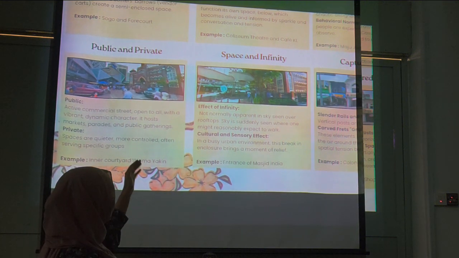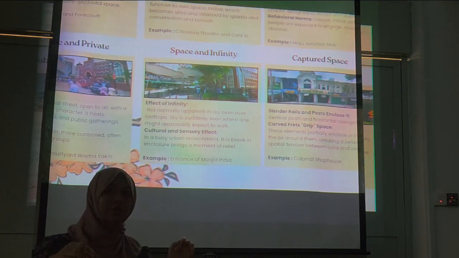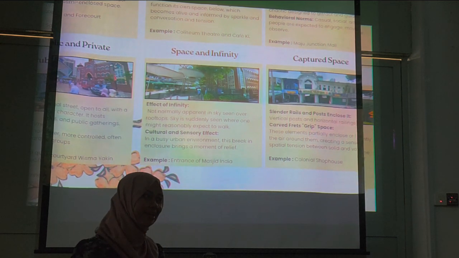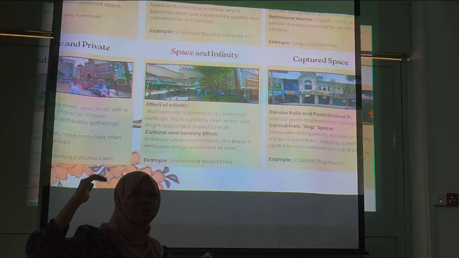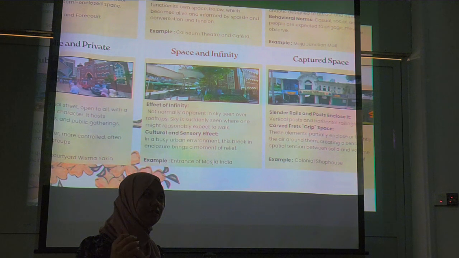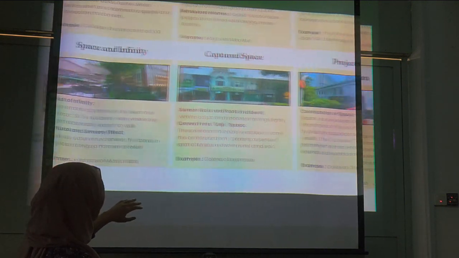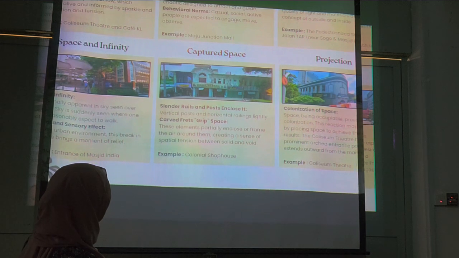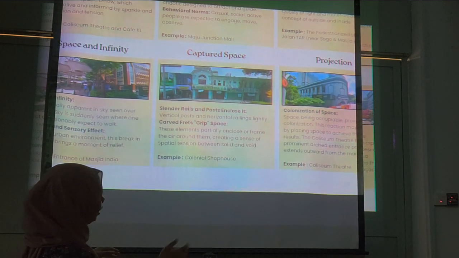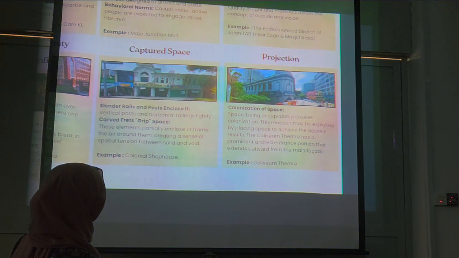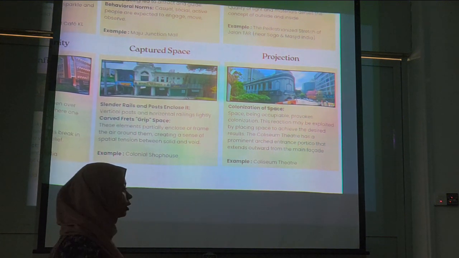And then we have space and infinity, like a place where give us comfort when we walk. And then there is some barrier on top of us, which gives us sudden shape. And then we have captured space, which is about vertical poles and horizontal building slightly. And then we have projection, which is about a space that provokes polarization. So next slide.